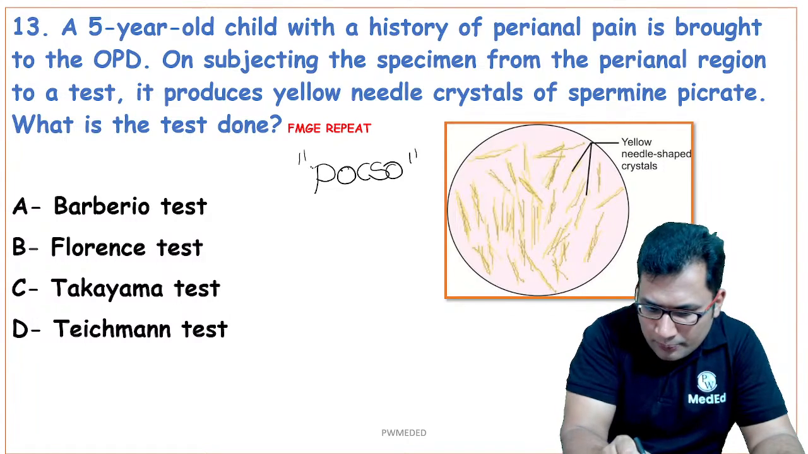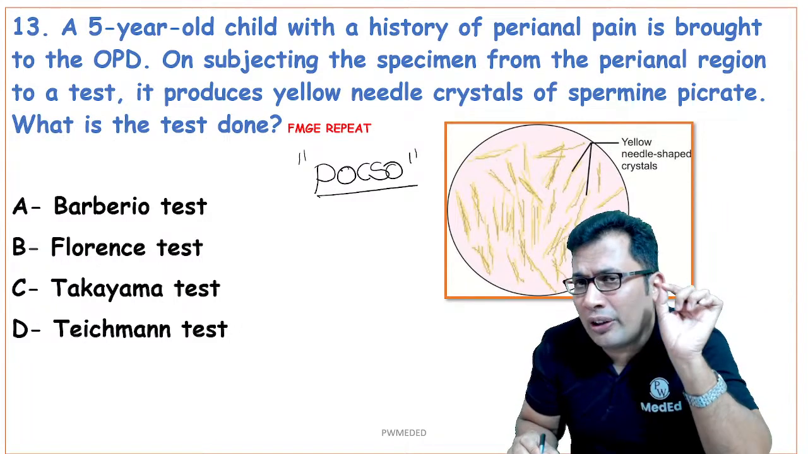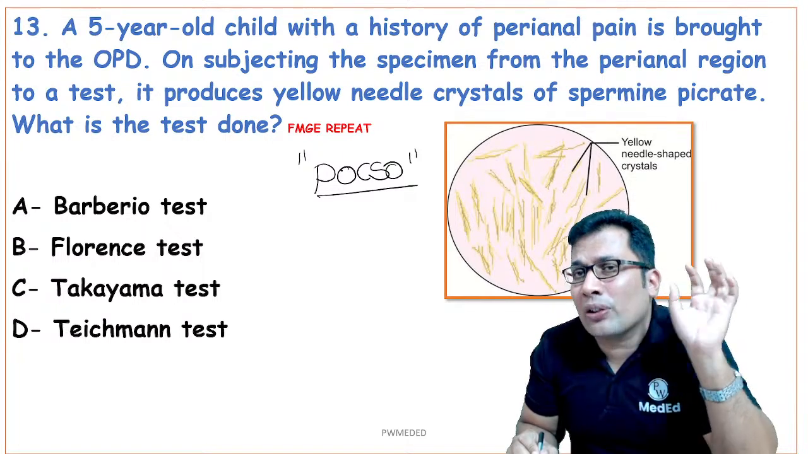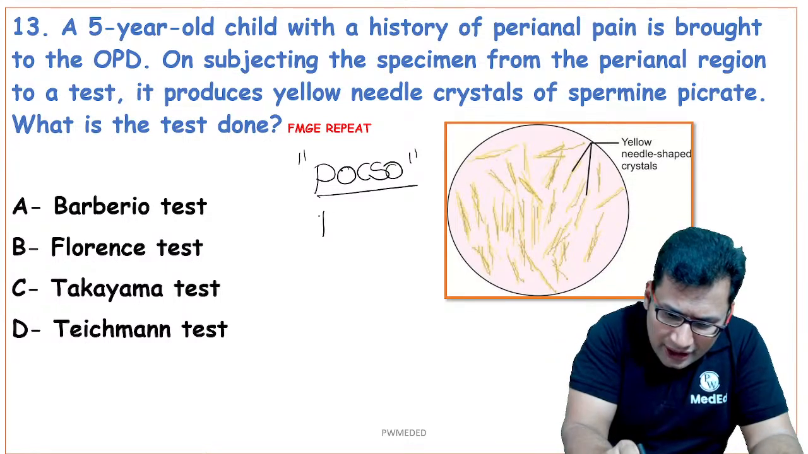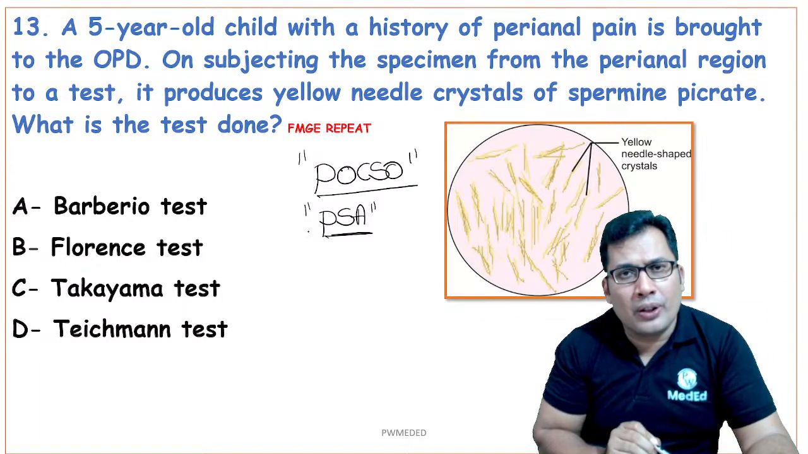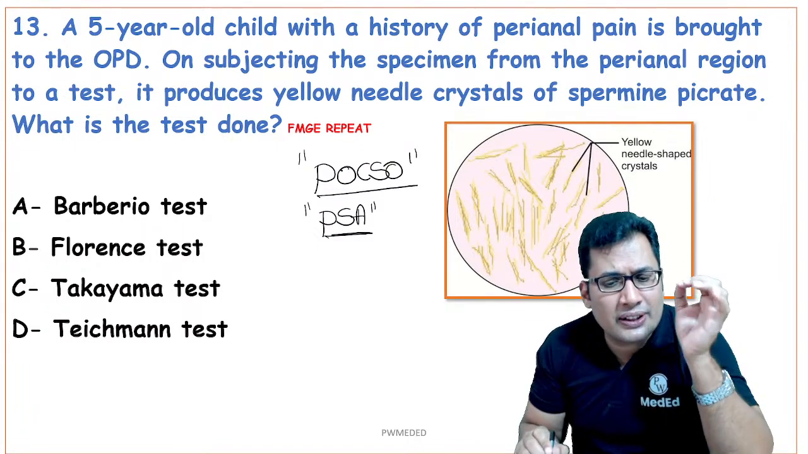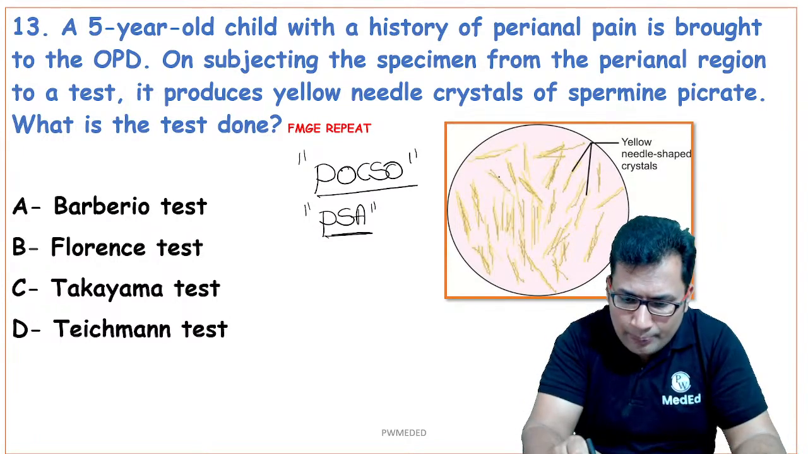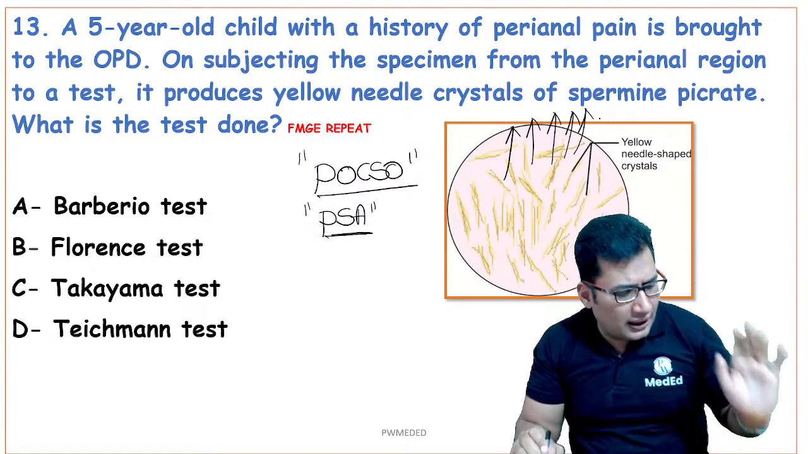What is POCSO? POCSO means Protection of Children from Sexual Offences. So this must be a case of penetrative sexual assault. Here there is a history of penetration. So PSA. What is PSA? Penetrative sexual assault. On subjecting the specimen from the perianal region, it produces yellow needle crystals of spermine picrate. This is the picture that shows needle shaped crystals. This is very commonly asked in the exam.